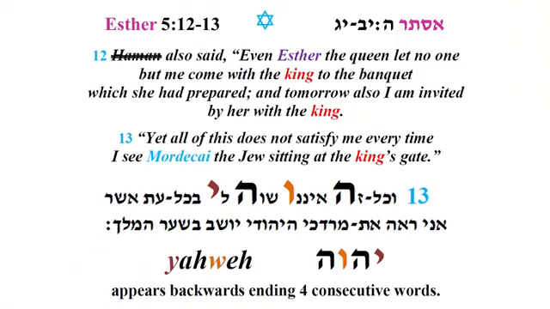By the way, Esther 5:13, here it is in the Hebrew. Notice again, we have 4 words that end with a yud, a hey, and a vav, and a hey. So here we have yud, hey, vav, hey appears backwards, ending 4 consecutive words. So here Yahweh's name again appears hidden in the book of Esther, and it's different than the other 2 that we've seen already. This is the 3rd instance of Yahweh's name being hidden.